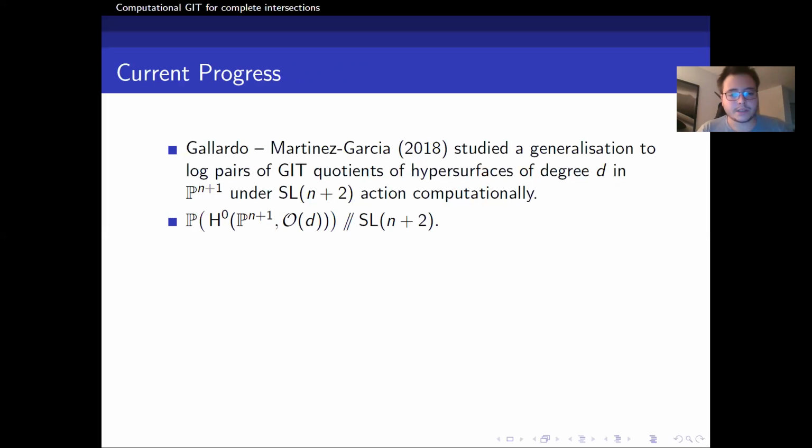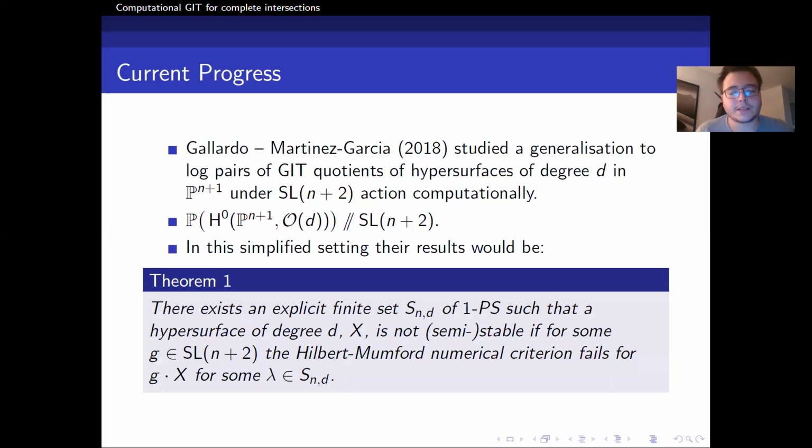In studying these quotients, they found, in the simplified setting at least, two results. The main two results, which we denote by Theorem 1. Theorem 1 reads that essentially you have a finite, explicit set S_{n,d} of one parameter subgroups, such that the hypersurface X of degree d is not stable, or not semi-stable, if and only if for some g in the target group, the Hilbert-Mumford numerical criterion fails for g acting on X for some lambda.